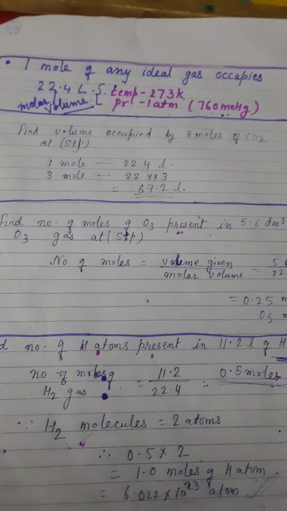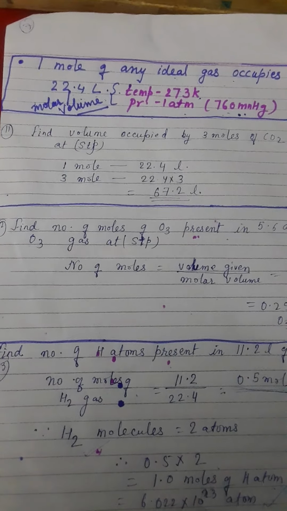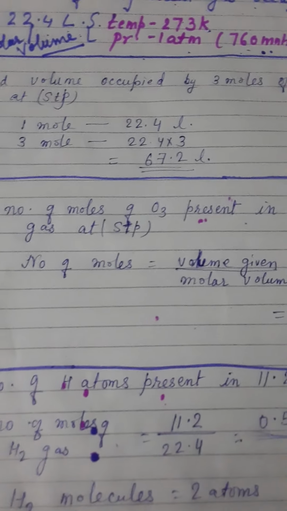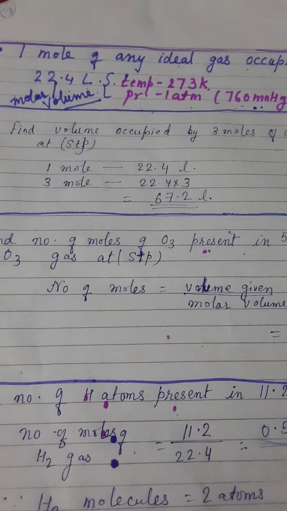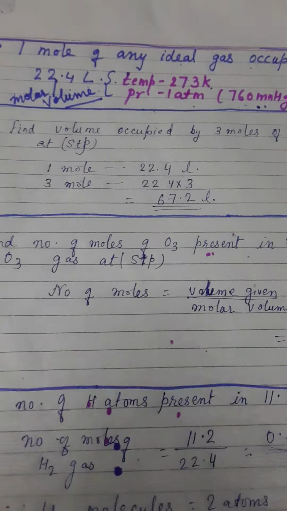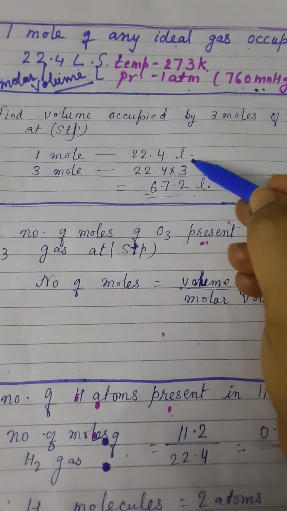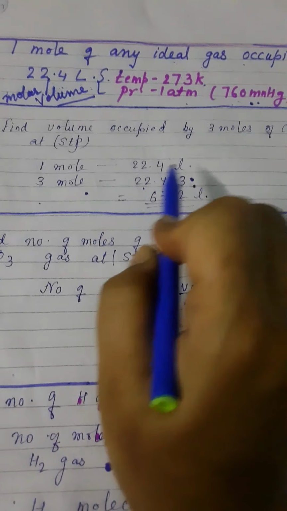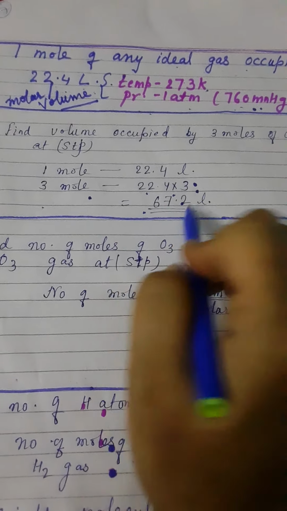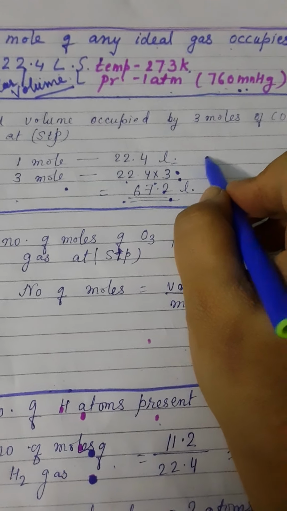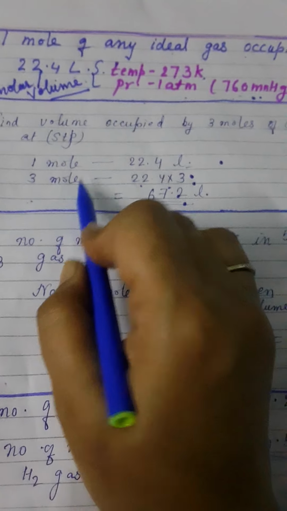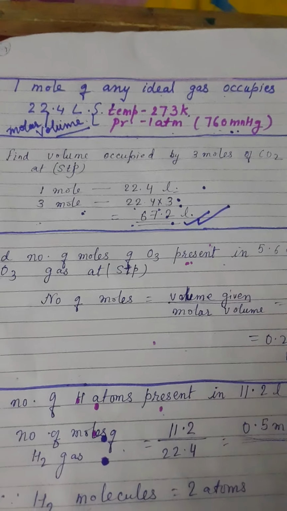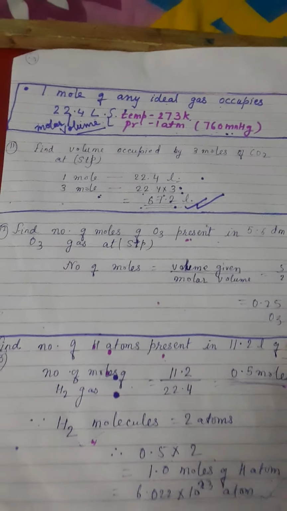So if 1 mole of any gas occupies 22.4 liters, then find the volume occupied by 3 moles of carbon dioxide. See, I am doing this sum. 22.4 liters, 3 moles, 22.4 into 3, 67.2. If 1 mole occupies 22.4 liters, then 3 moles will occupy 22.4 into 3, and 67.2 liters. I have done this sum. Okay, so easy.